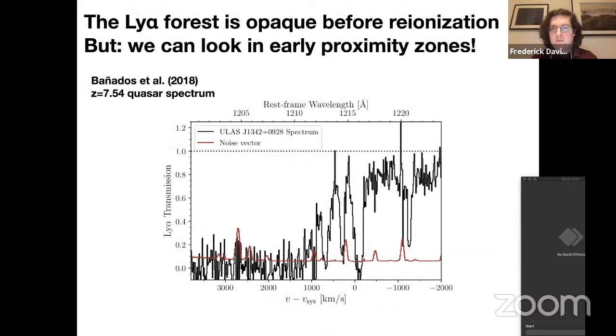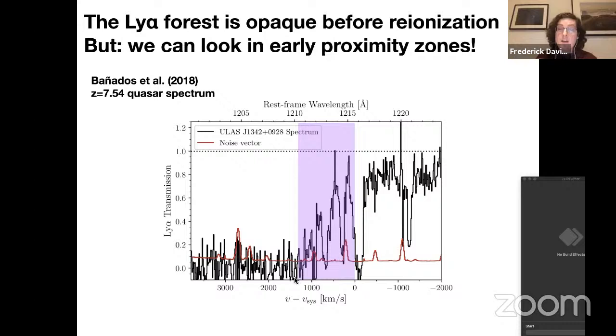Of course, the Lyman alpha forest is completely opaque at these high redshifts. But as we've now seen in a couple of talks, you still see transmission in the proximity zones of high redshift quasars. So here I'm showing a zoom in on the highest redshift published quasar, discovered by Eduardo Bañados. You can see there is this region of a bit over 1,000 kilometers per second, where zero here is systemic Lyman alpha for the quasar. There's a region with transmission and there's a region with structure. You can see some nice absorption features as well.